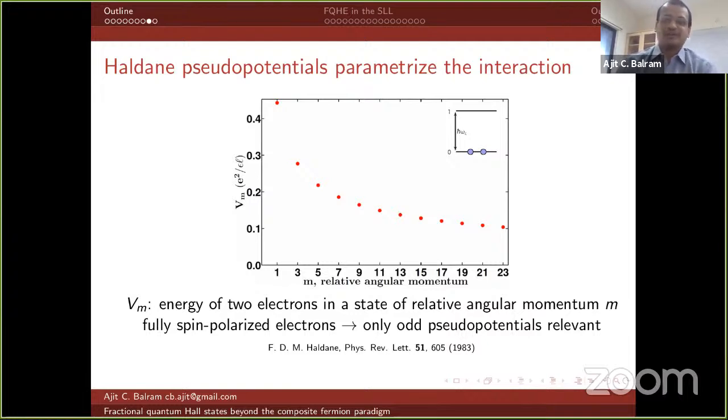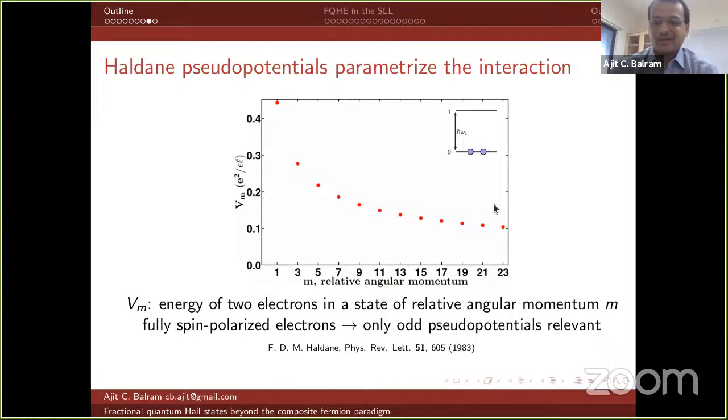Throughout this talk, I'm going to look at single-component fully polarized states, so the only relative angular momentum that matters is the odd relative angular momentum. If you have bosons or spinful systems, then you also need to take into account even angular momentum. What the pseudopotentials look like for the lowest Landau level is shown here: strong repulsion at short distances, and then this decays in the typical 1/r fashion.